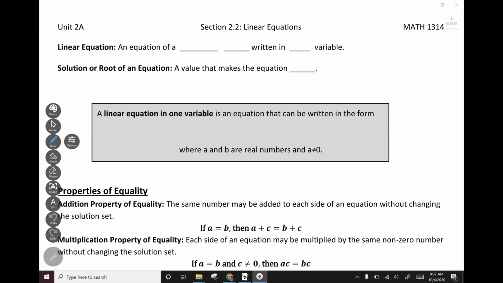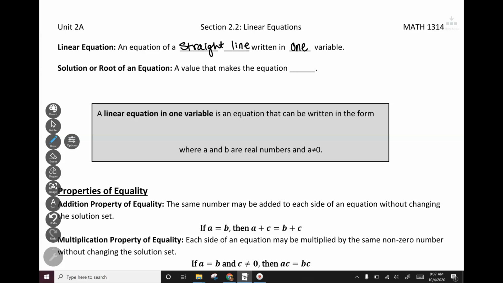Hey guys, this is section 2.2, part 1. We're going to do linear equations, solving linear equations. So a linear equation is an equation of a straight line written in one variable.